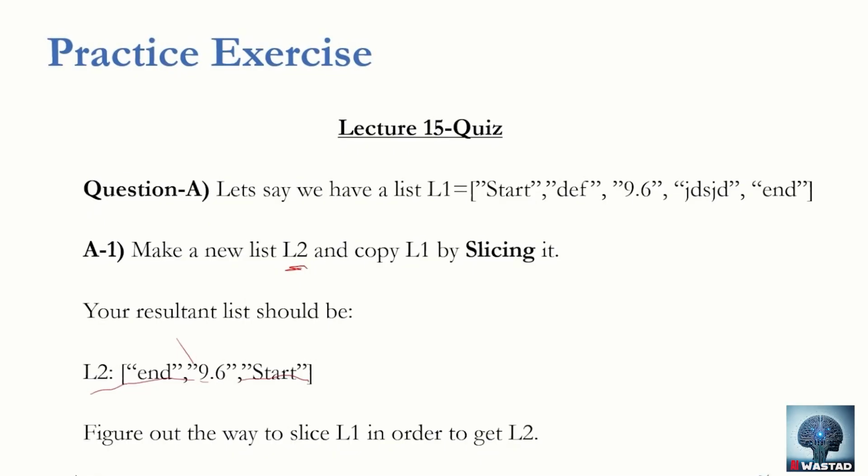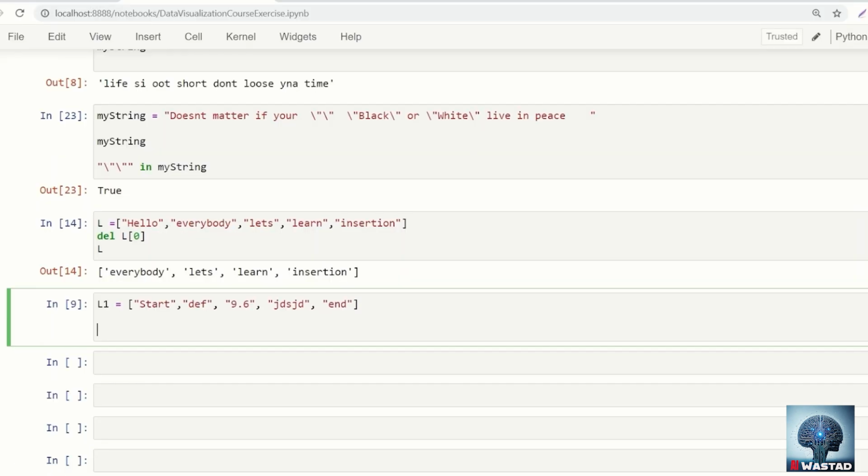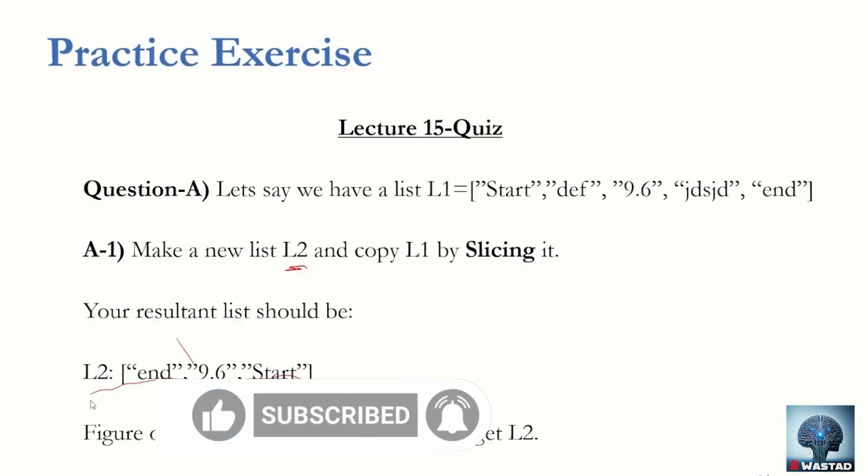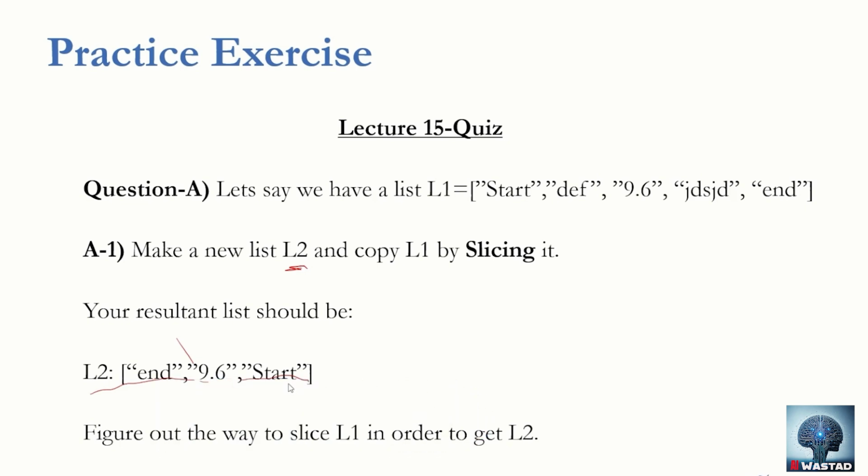In the previous video, you guys were given a quiz regarding slicing. So let's give it a try. So this was our list, L1, right? It contained 5 elements. So our task was to make another list, L2, by slicing L1 in such a way that we could get a resultant list. The resultant list was this one, L2. It should contain end, 9.6, and start.